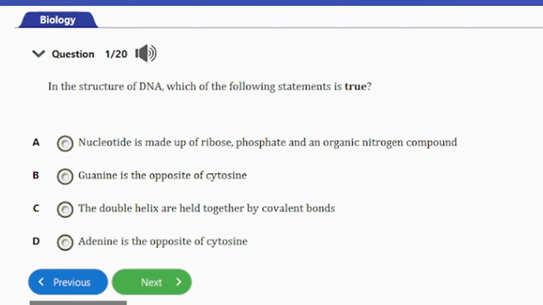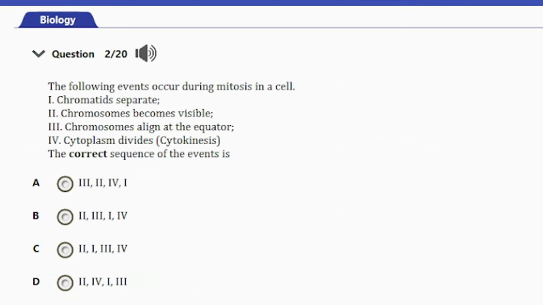In the structure of the DNA, guanine is always found opposite to cytosine. So the nitrogenous bases pair up in a regular, specific way in the DNA, where adenine pairs with thymine and guanine pairs with cytosine, and this is known as complementary base pairing. So option B is the correct answer to this question. Let's consider the next question, guys.